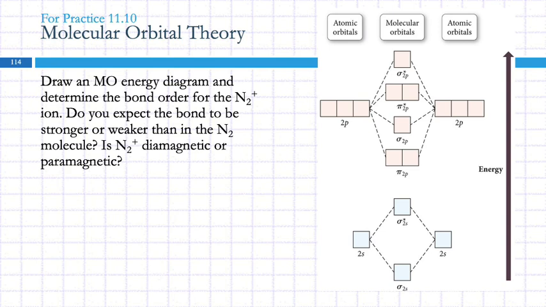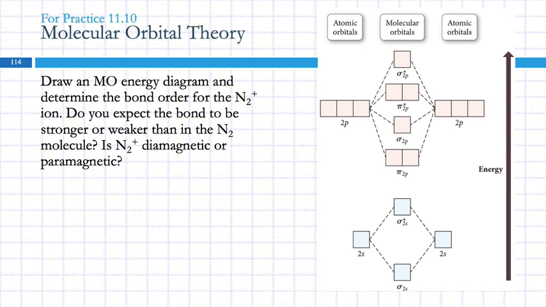There will be a question or two about molecular orbital theory on the next exam, but I'm basically going to tell you what it is. It will be something like this. I'm going to give you this diagram and then ask you questions something like this. Like, determine the bond order for the N2 plus ion.